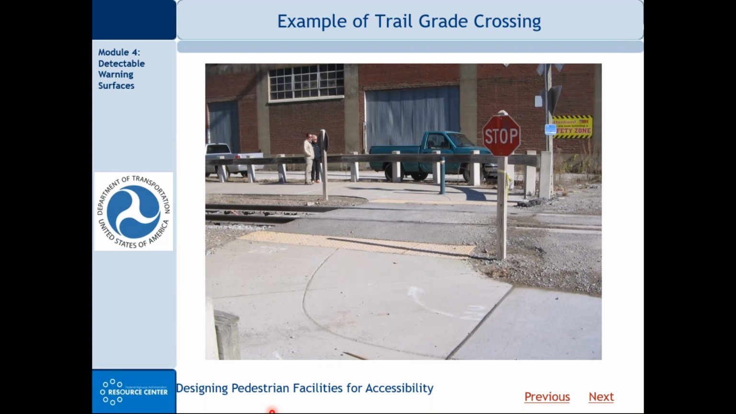Here's another example. I believe they call this the Music City Trail in Nashville, Tennessee. It's a multi-use, shared use path. And here you can see the trail crosses a railroad track, and so they have the detectable warnings across the full width of the trail.